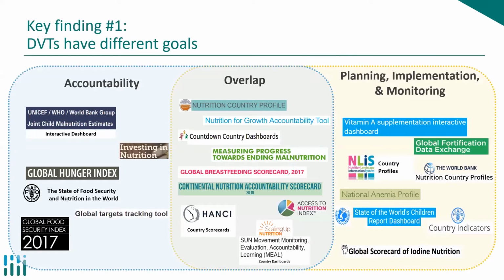Some DVTs are more geared towards promoting accountability, so the Global Hunger Index. Others are more focused on supporting planning and implementation. So as an example, the Global Fortification Data Exchange. And then you have many in between that have dual accountability and action goals. So examples include HANSI, ATNI, Sunmeal.